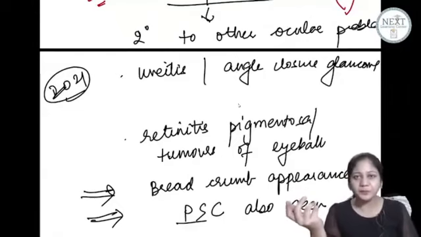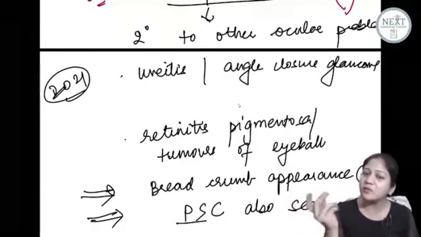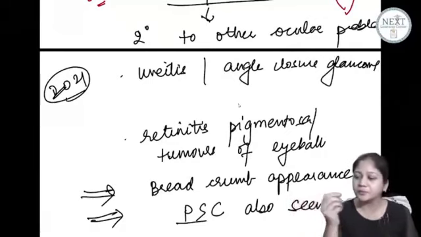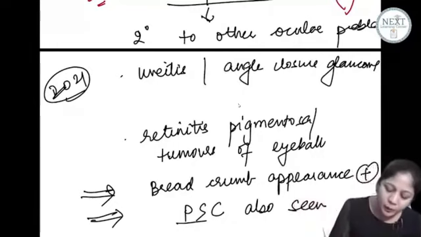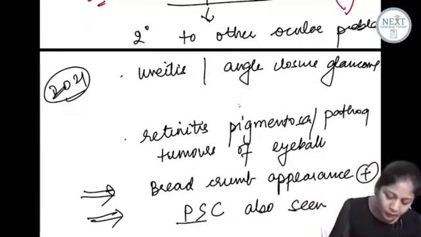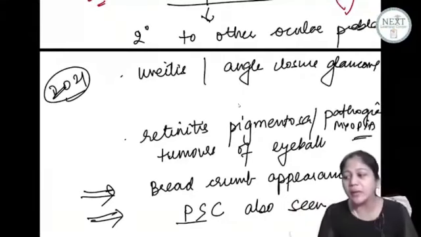Is it clear? Mostly you will see PSCs here. Sometimes you can also have a breadcrumb appearance. Yes, a pathological myopia can also cause that. Not a normal myopia, but a pathological myopia. Very good. A pathological myopia can also.